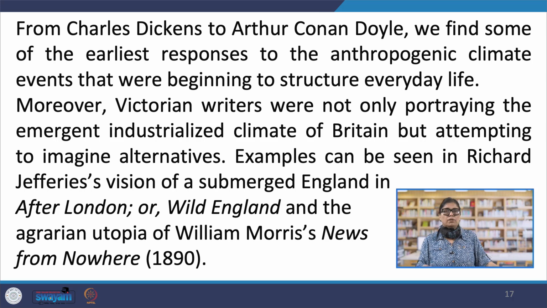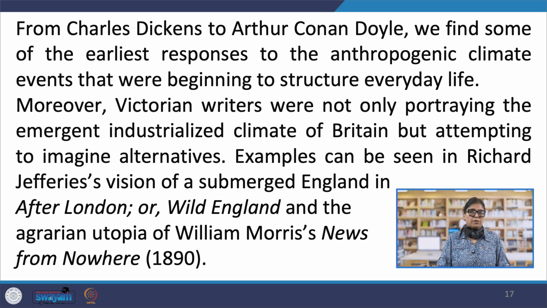This can be seen even in works of art, such as the paintings done by J.M.W. Turner. In his paintings of industrial sprawl and expanding railways, the thickening of the atmosphere seems to be taking place on the canvas itself. From Charles Dickens to Arthur Conan Doyle, we find some of the earliest responses to the anthropogenic climate events that were beginning to structure everyday life. Moreover, Victorian writers were not only portraying the emergent industrialized climate of Britain but attempting to imagine alternatives.